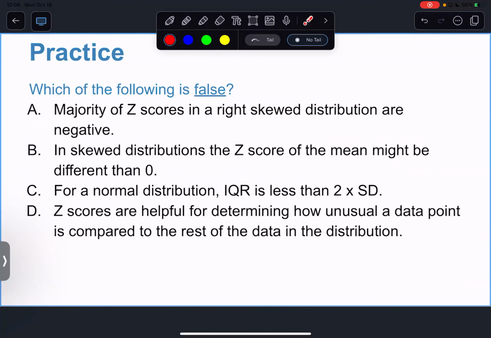I hate all these. Which one of these is false? Those are harder for some reason, right? You can pick out a true thing, but can you pick out 3 true things, which is the same as picking out 1 false one? Huh? How about that? Okay, which of the following is false? The majority of z-scores in a right-skewed distribution are negative. Uh-oh. Time to wake up. And so pleasant, too.